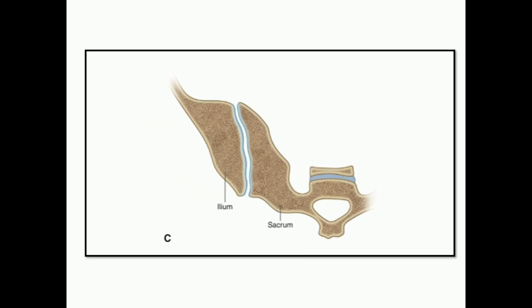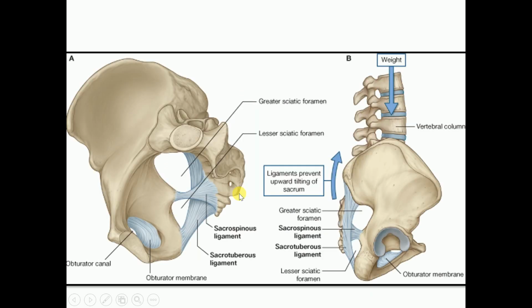So this is the articulation between the sacrum and the ilium, an irregular articulation. Here the greater and lesser sciatic foramina are formed due to the sacrotuberous ligament and sacrospinous ligament. So these ligaments prevent the upward tilting of the sacrum. Upward rotation of the sacrum is prevented by these two ligaments.